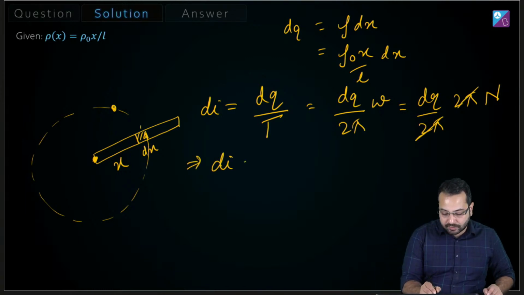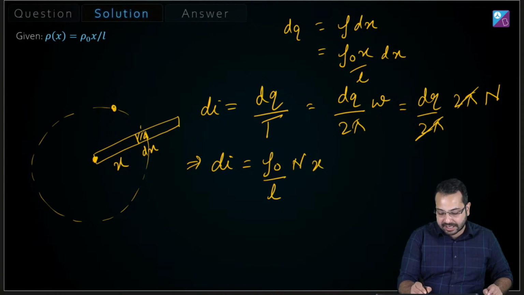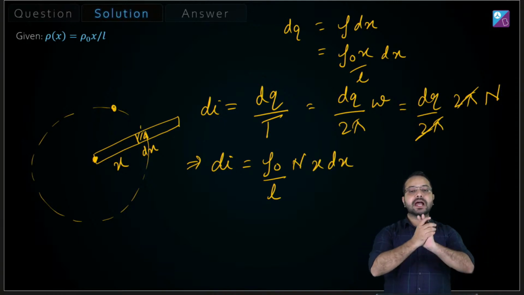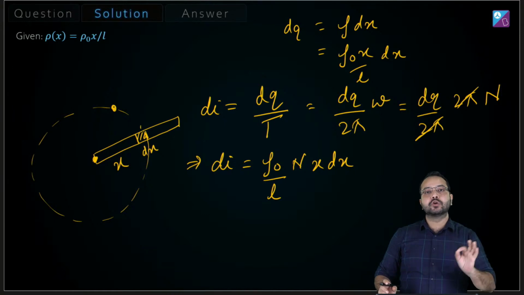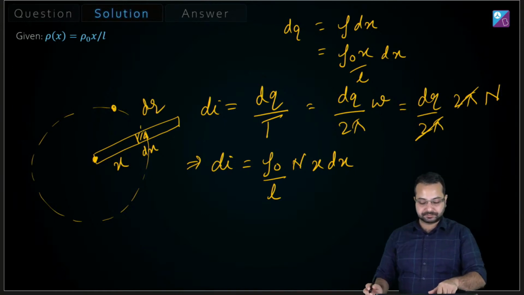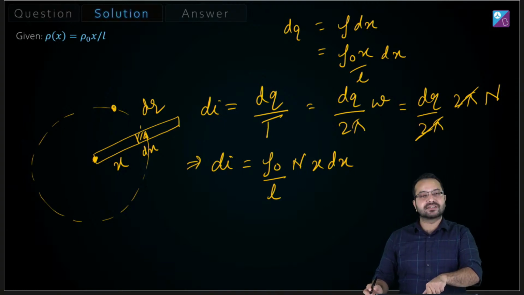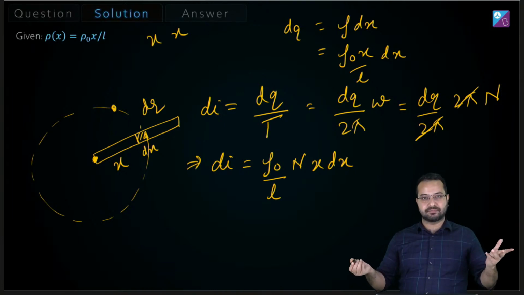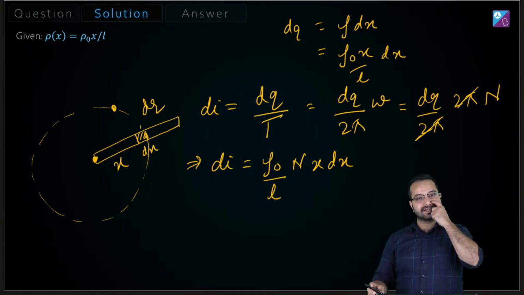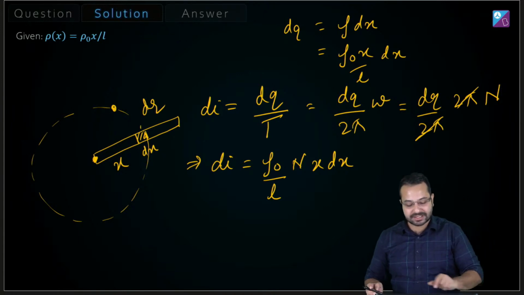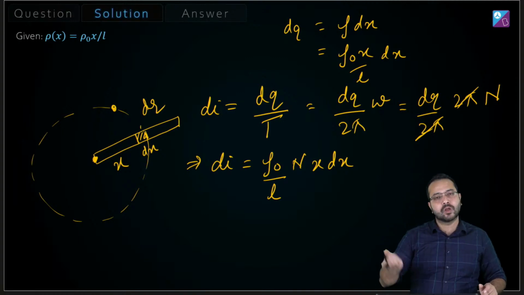So I get the value of di as, what is dq? dq is rho naught divided by L, and then we have n, and then we have x and dx. So we have calculated what is the current flowing due to this small charge dq. Clear? Notice I have replaced small n by capital N, because, due to my bad handwriting and a lot of other people's bad handwriting, small n and x get mixed up. So whenever I'm using small n and x, I generally replace small n by capital N. Okay, that's what I have done to remove confusion. We'll replace it back.